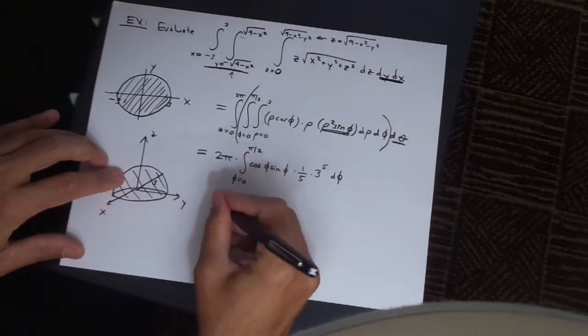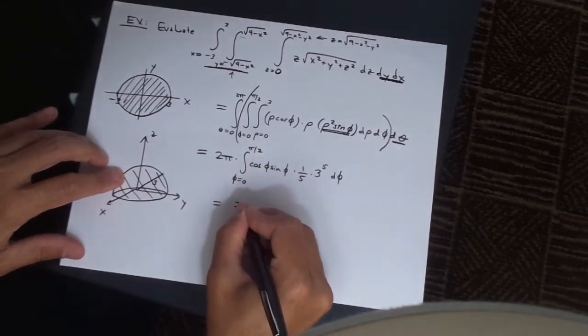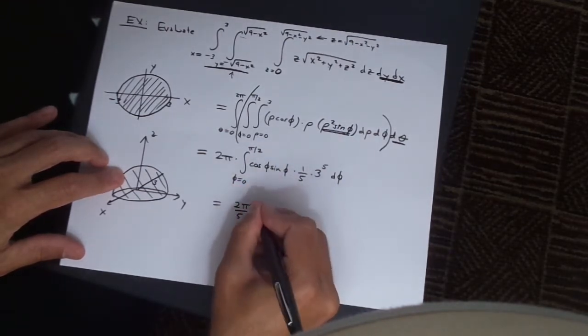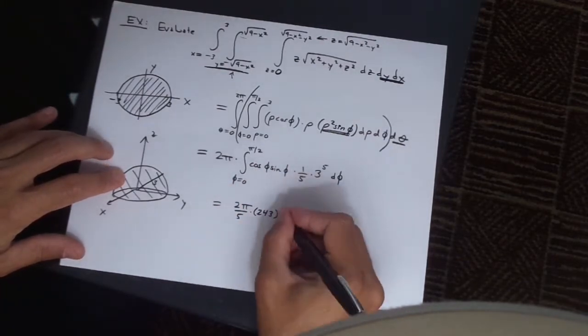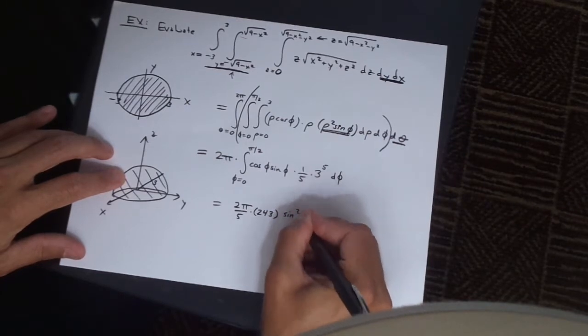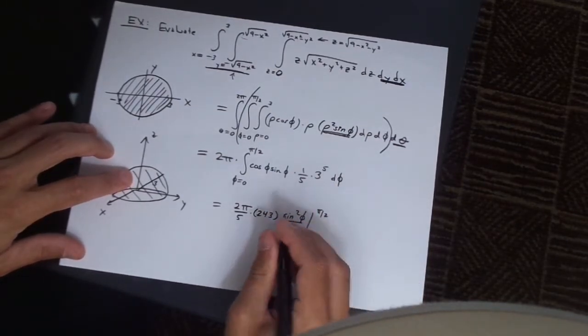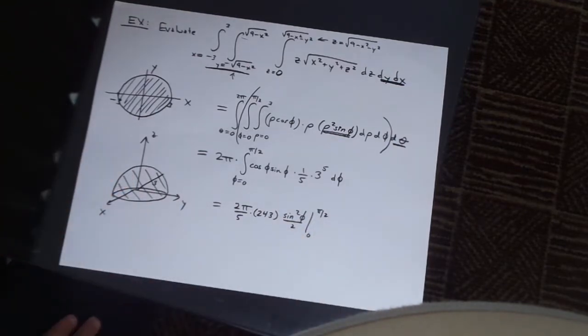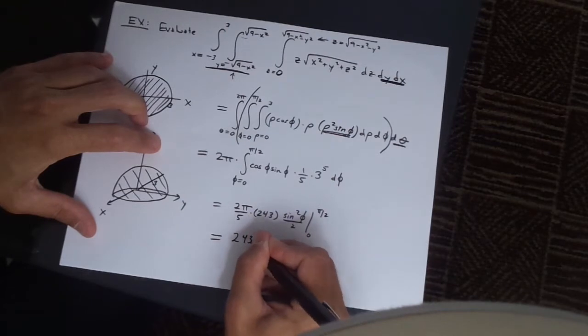Okay, so we have, let's take some of these constants onto the outside. I have 2 pi over 5. 3 to the 5th is 243. When I integrate cosine times sine, I can just use a u substitution. It's going to give me 1/2 of sine squared of phi. And that's just going to give me 1/2 when I evaluate this. So the answer is 243 pi over 5.